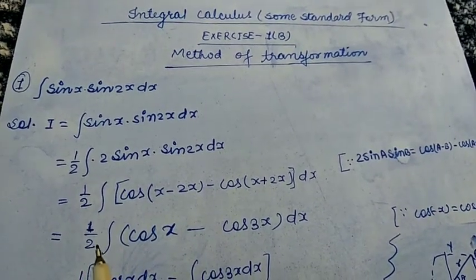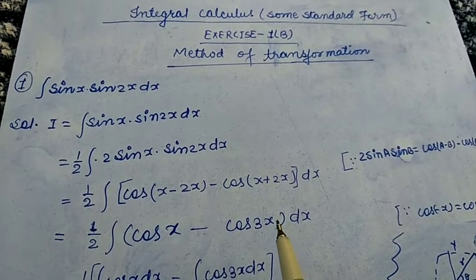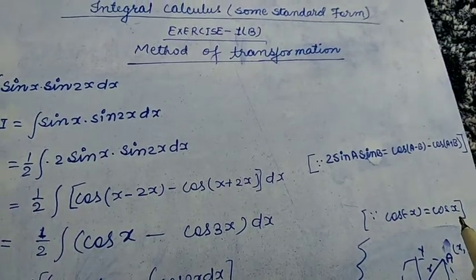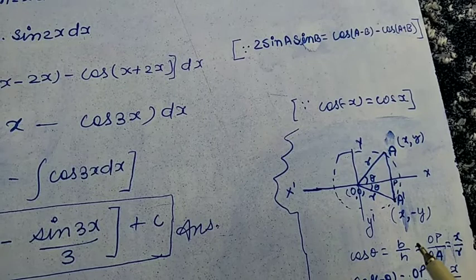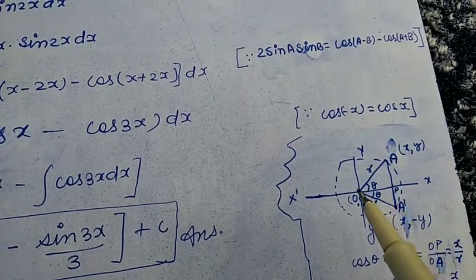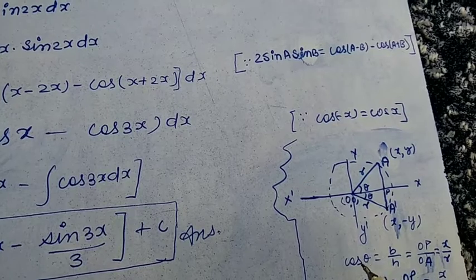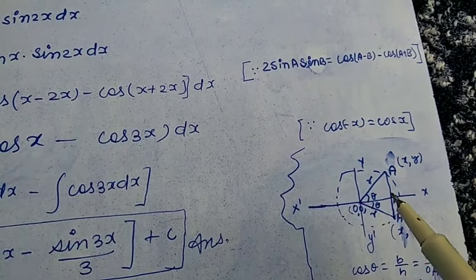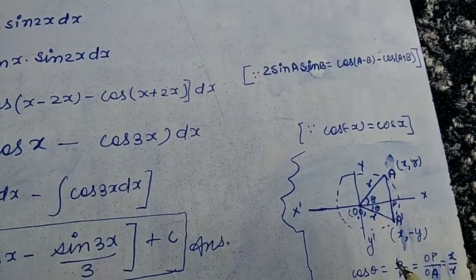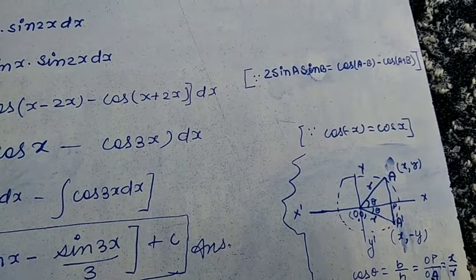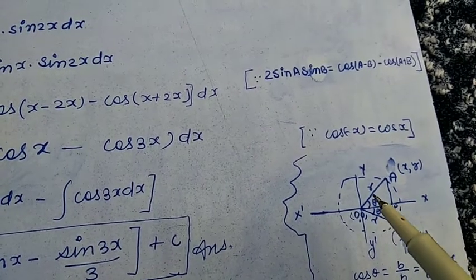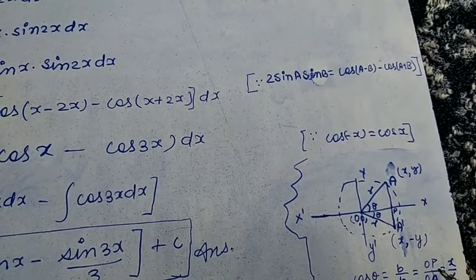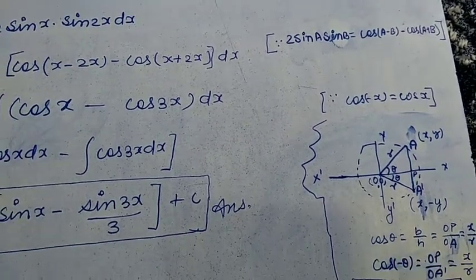you can see here 1 upon 2 into integration of cos x minus cos 3x. So the cos of minus x is equal to cos x. Here cos theta is equal to b by h. Here we have taken two triangles, so cos theta is equal to b by h. So for b by h, what can we write? This is the base OP, so in the place of b we can write OP, and in the place of OA we can write R. In the place of OP this is x, so we can write x upon R.